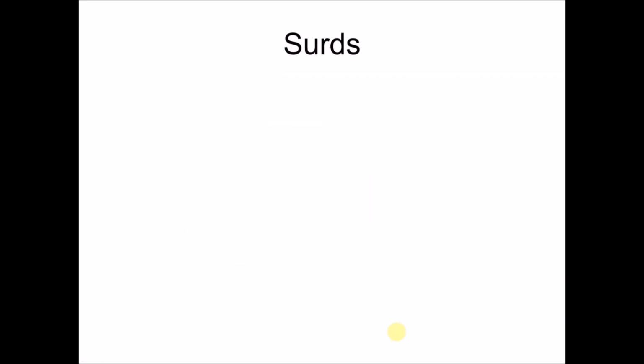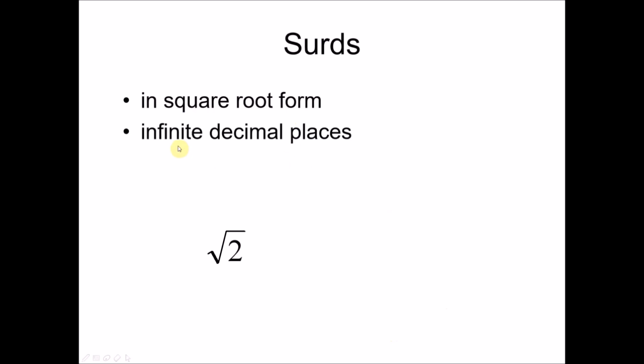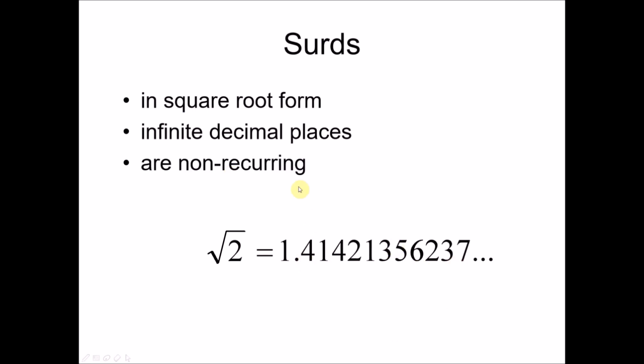So we conclude everything we learned about surds in this slide, where a surd can be in square root form, for example, the square root of 2. It has infinite decimal places. They are non-recurring, non-repeating. And lastly, surds are irrational numbers. These are the four properties that you need to know about surds.